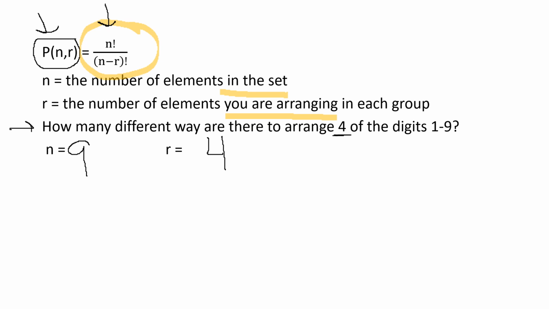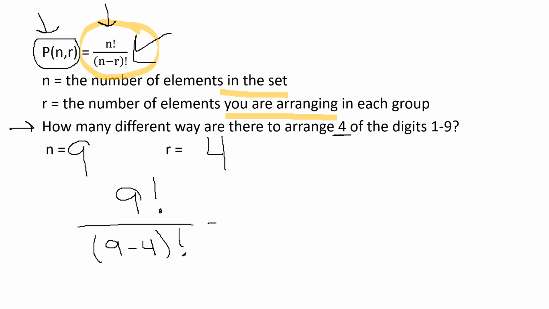So permutations is n factorial over n minus r, so 9 minus 4 factorial. We figured out 9 was n. I'm just plugging everything into this formula. And now I'm going to solve it. Now your textbook shows you what they say is a little bit of a faster way to do this.